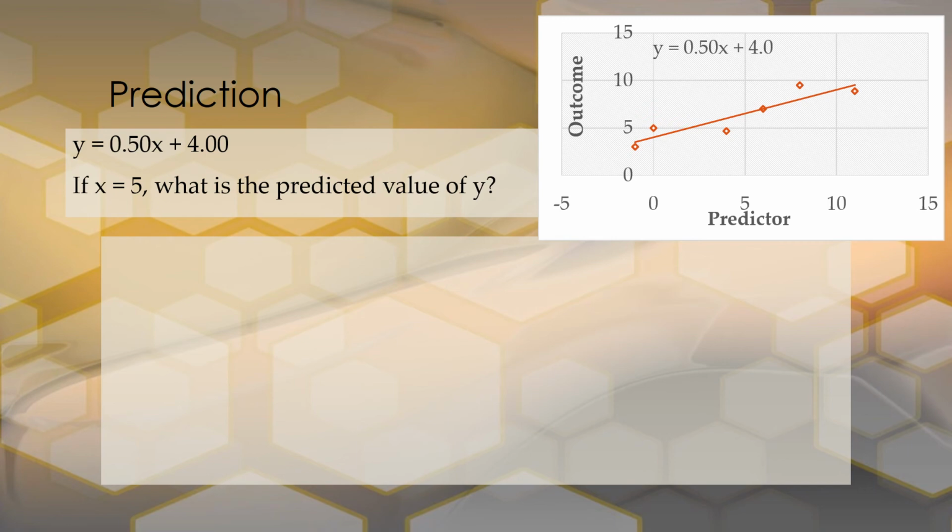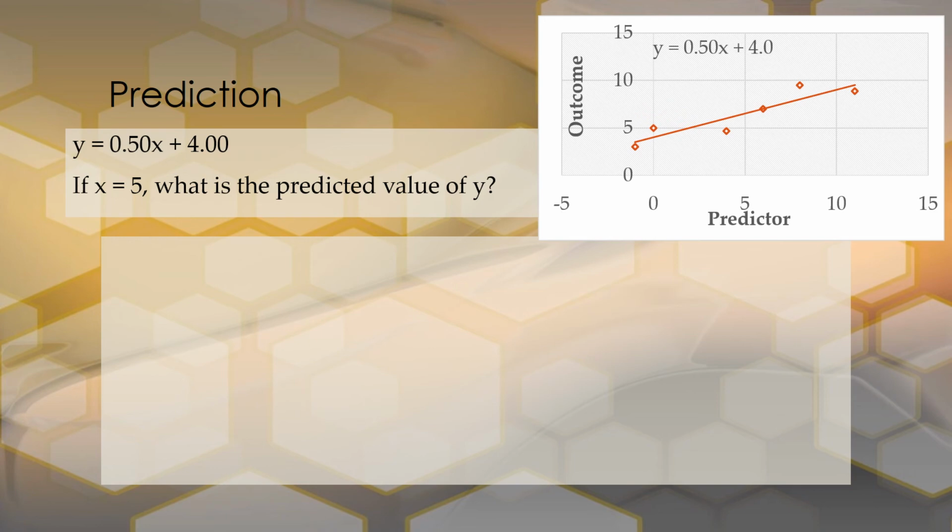So earlier on in the video, I said that regression builds on correlation but has the added bonus of prediction. So we can predict what y will be for a certain value of x. So for example, here's our equation: y equals 0.5x plus 4, so our intercept is 4 and our slope is 0.5. And we want to know what we predict y to be when x equals 5. So if x equals 5, what is the predicted value of y?